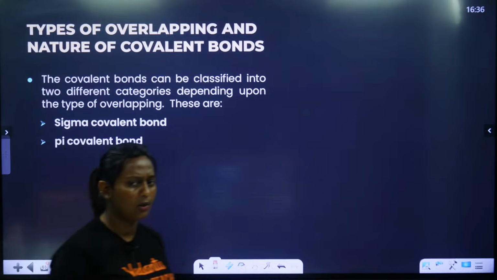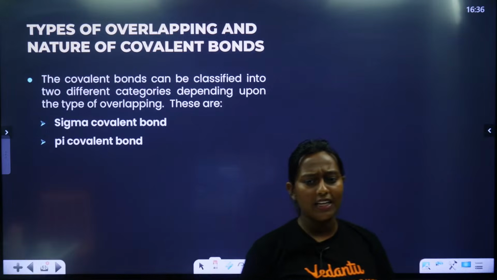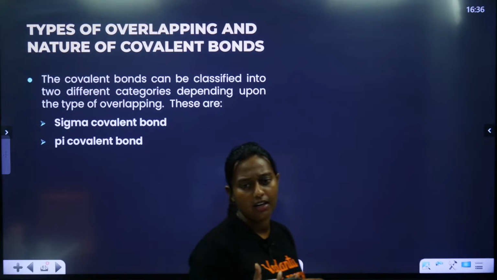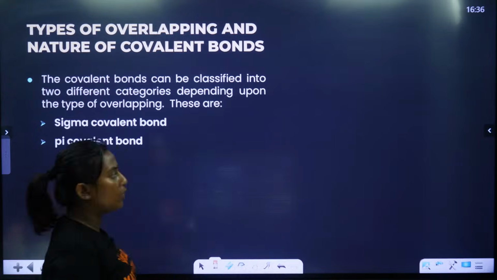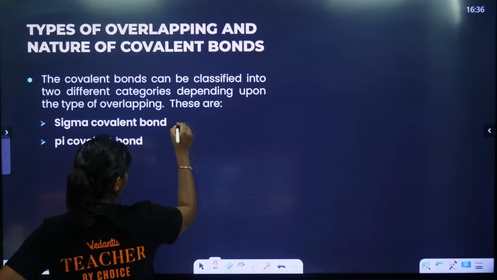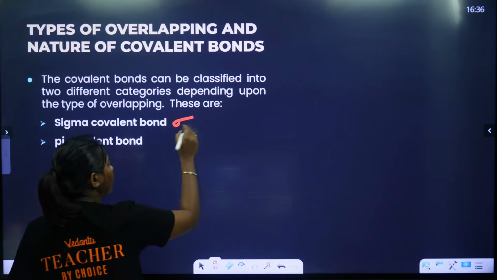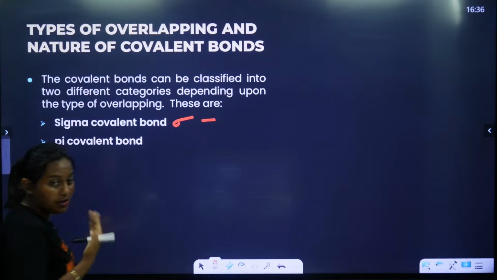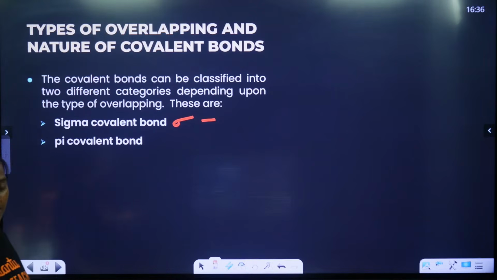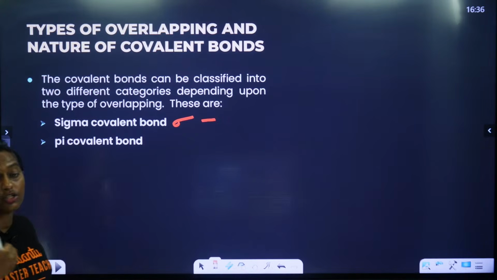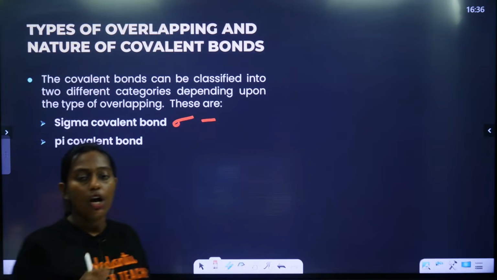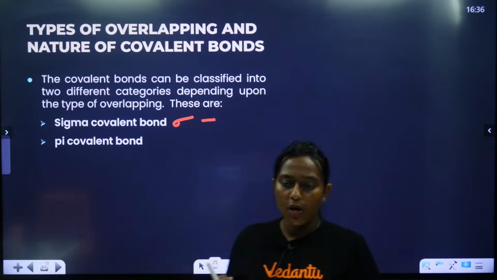We know that when you consider a covalent bond, there is a sigma bond and another one is a pi bond. Sigma bond means it is a strong bond and it is a single bond. Pi bond means, if it is a double or triple bond, if a multiple or unsaturated bond is there, then a pi bond is present. So pi covalent bond and sigma covalent bond.